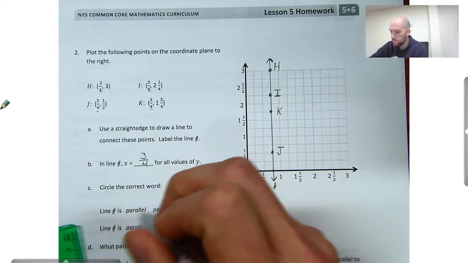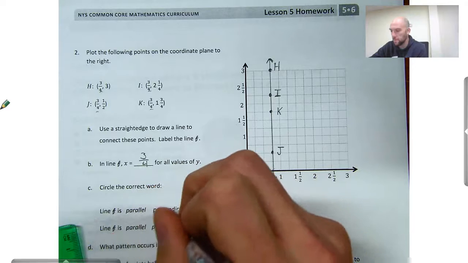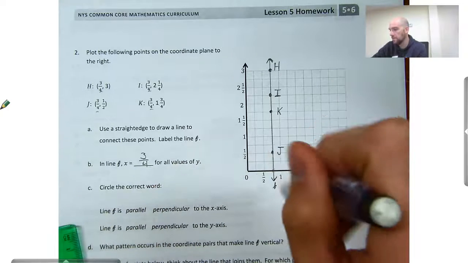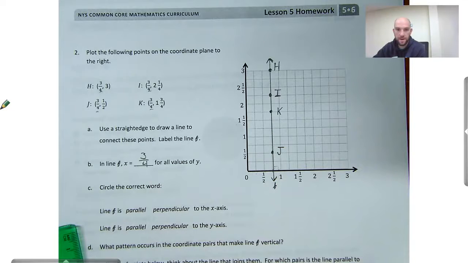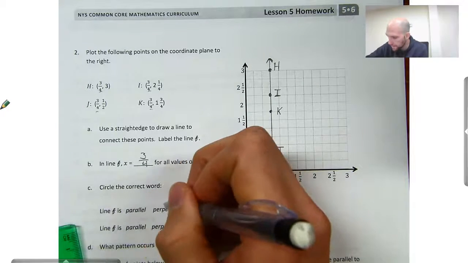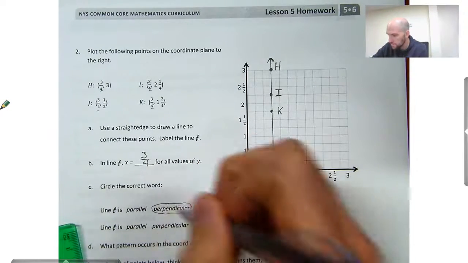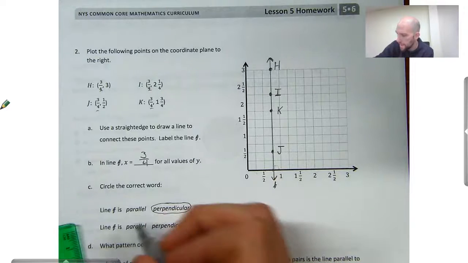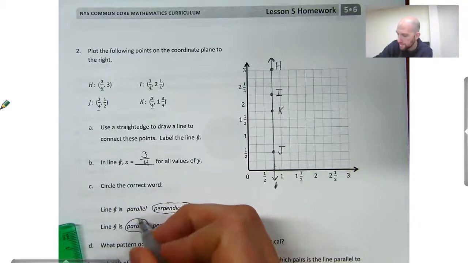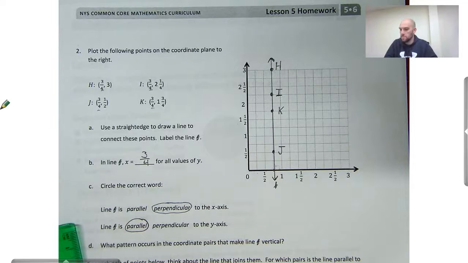Circle the correct word. It says line F is parallel or perpendicular to the x-axis. Well, this time we are perpendicular to the x-axis. Again, I would make a little right angle right there between those two lines. So line F is perpendicular to the x-axis, which means it's going to be parallel to the y-axis. Anytime it's parallel to the y-axis, it's going to be perpendicular to the x-axis.